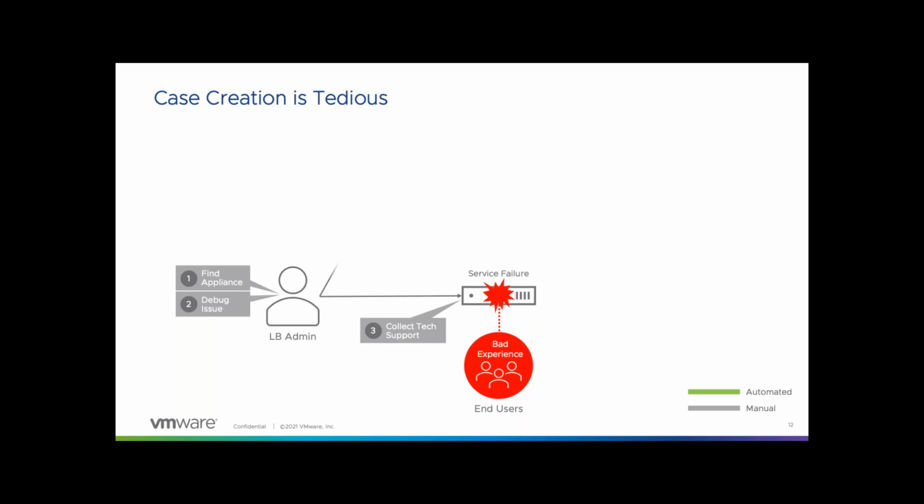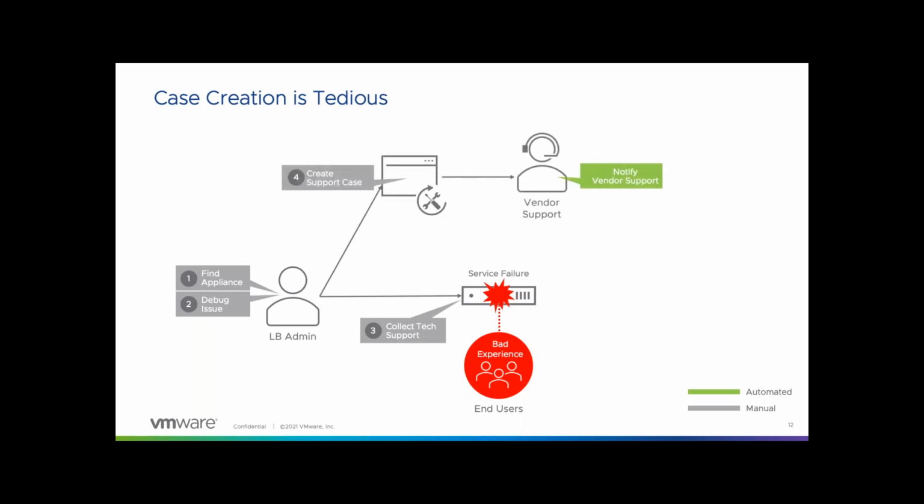Now, to that, let's take a look at how a typical issue is addressed today with respect to load balancing. Imagine it's nighttime and our load balancing admin is fast asleep. A problem occurs due to a load balancer going down, and this impacts a few services, and our admin gets a call middle of the night.